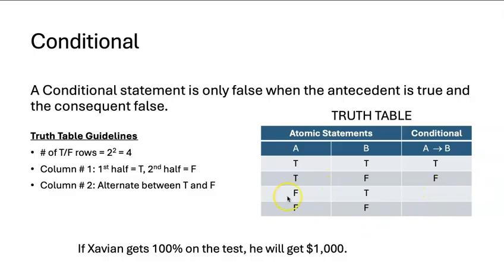Antecedent is false. We don't have to go any further because for the conditional statement to be false, the antecedent must be true and the consequent must be false. So if the antecedent is false, then the conditional is considered true in both cases. Alright, so the rule: only false when the antecedent is true and the consequent is false.